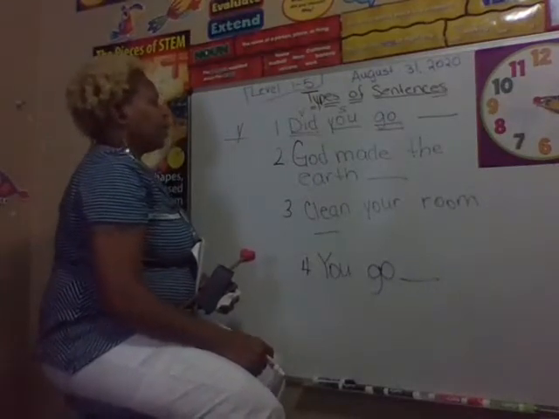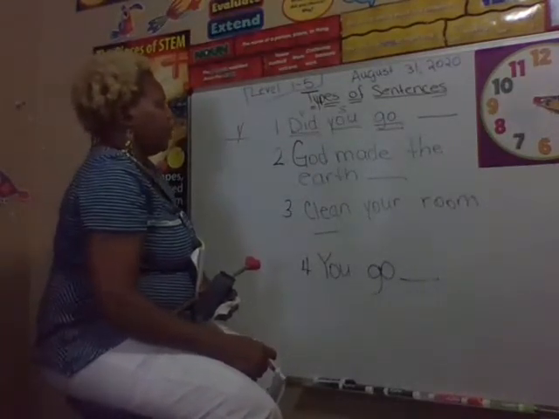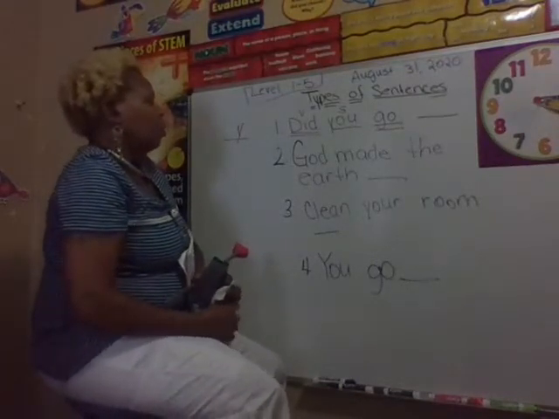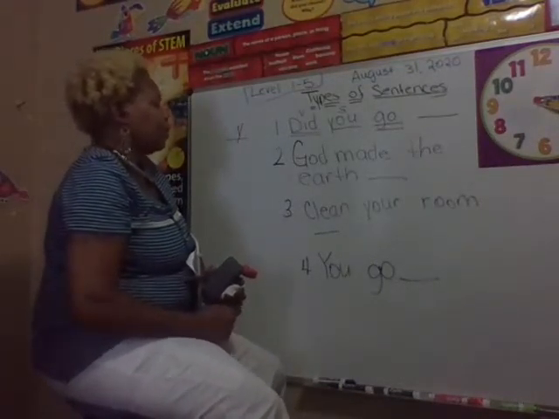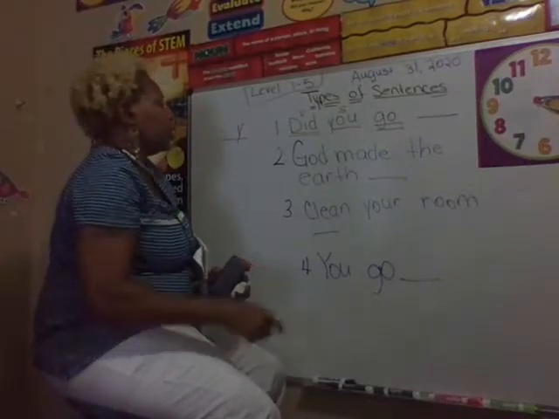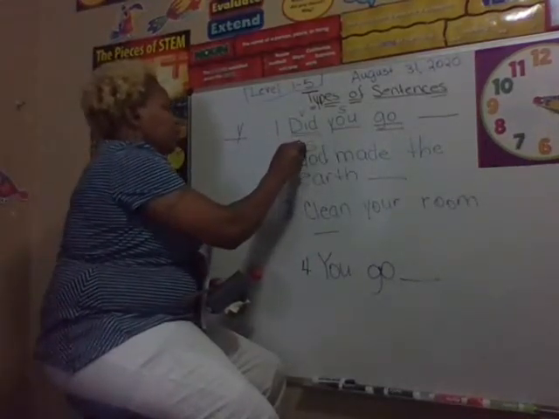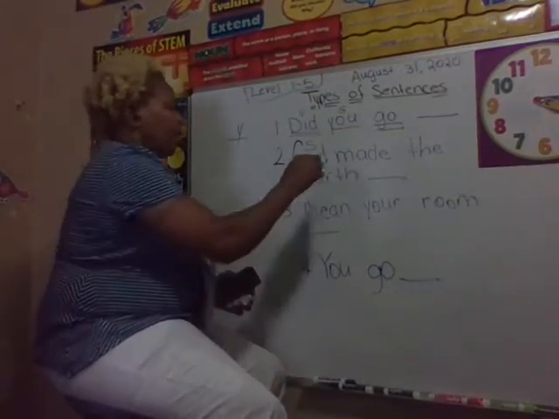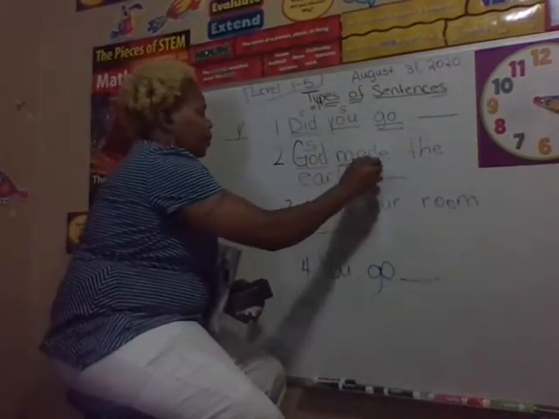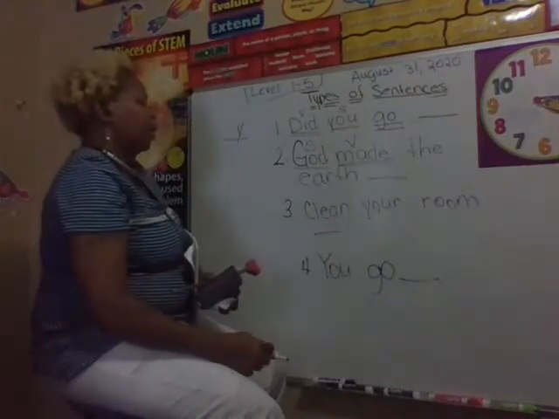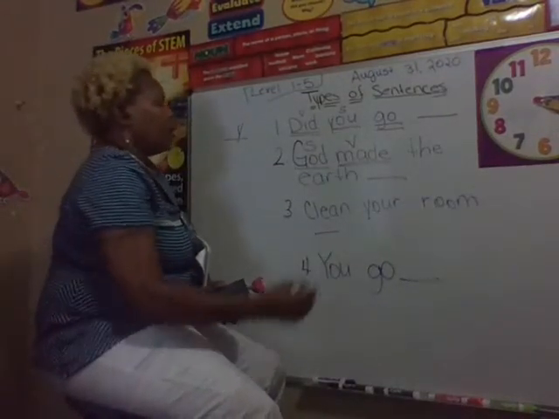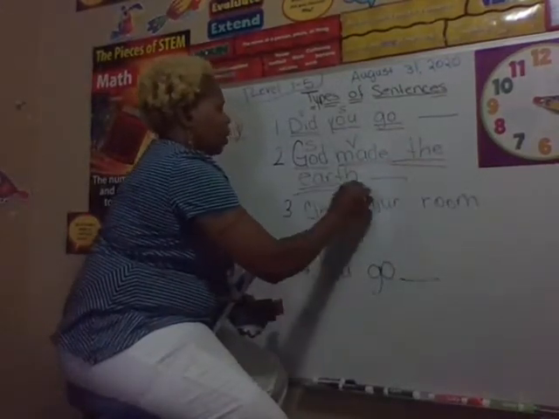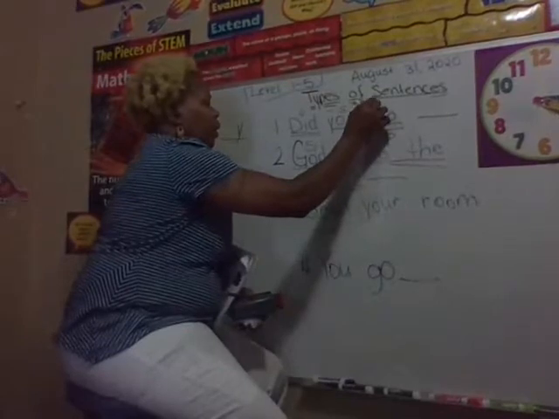All right. Let's look at number 2. God made the earth. Let's check and see if it has a subject. What is the subject here? God. God is the who. What is the verb? Made is the verb. What is the complete predicate? Made the earth. Awesome. The whole thing is the predicate.